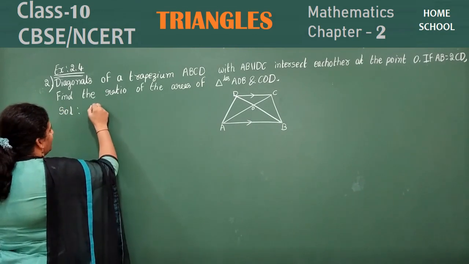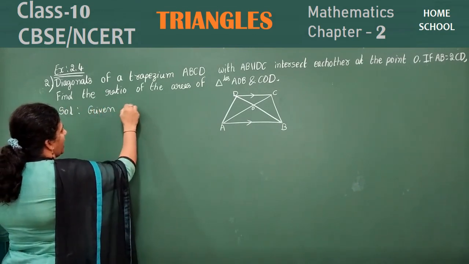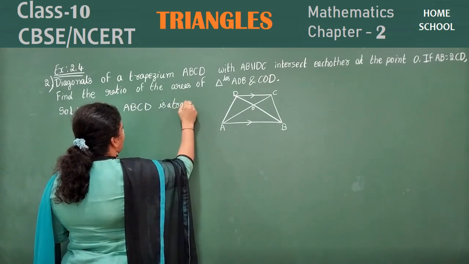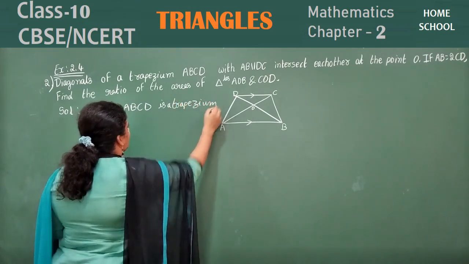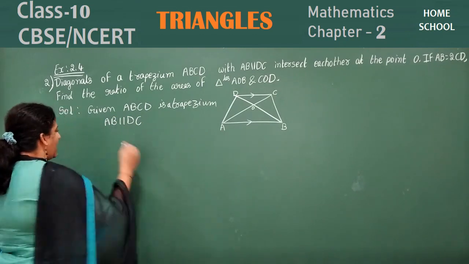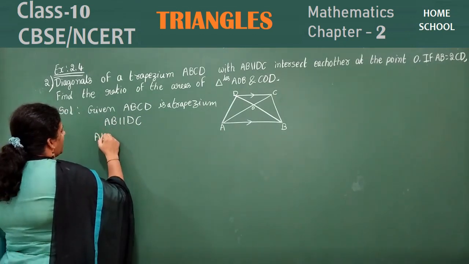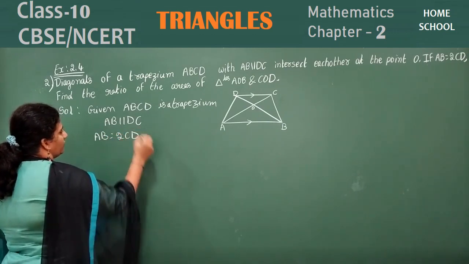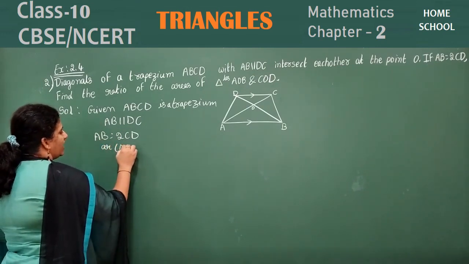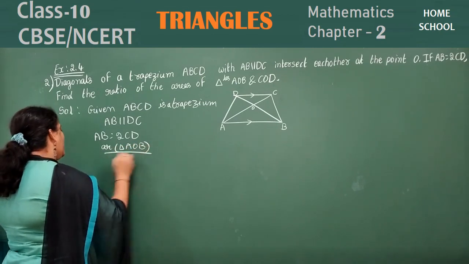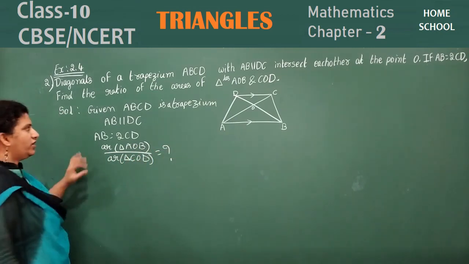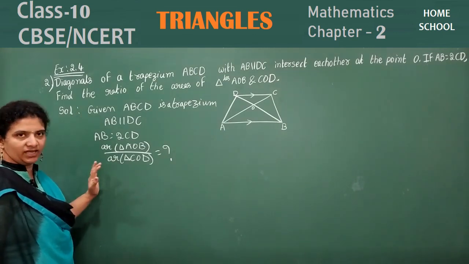Consider, or given, you can write here, children. Given ABCD is a trapezium, and AB parallel to DC. Okay. And something given here. What is that something? AB is equal to 2CD. Okay. So what you need to find here? Area of triangle AOB by area of triangle COD is equal to question mark. You need to find the ratio of this. Okay, this is your given data and what you need to find.